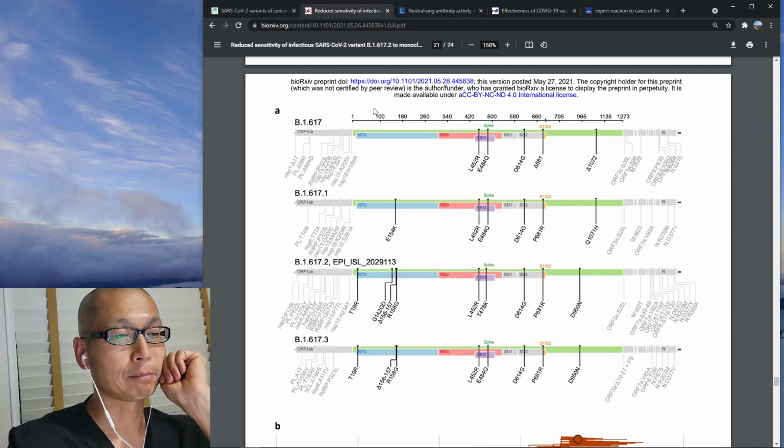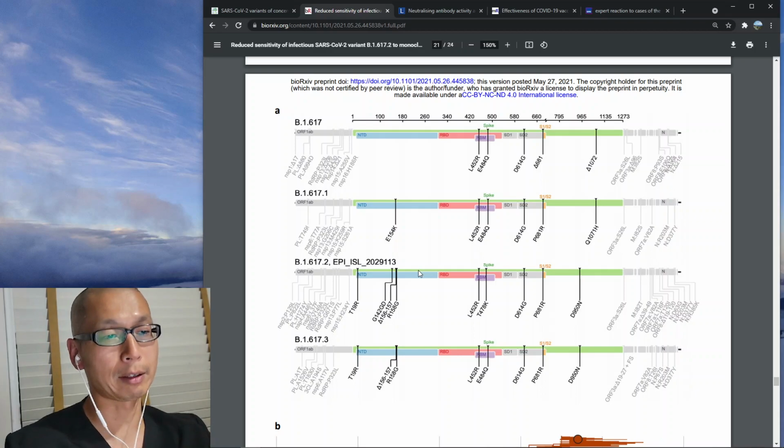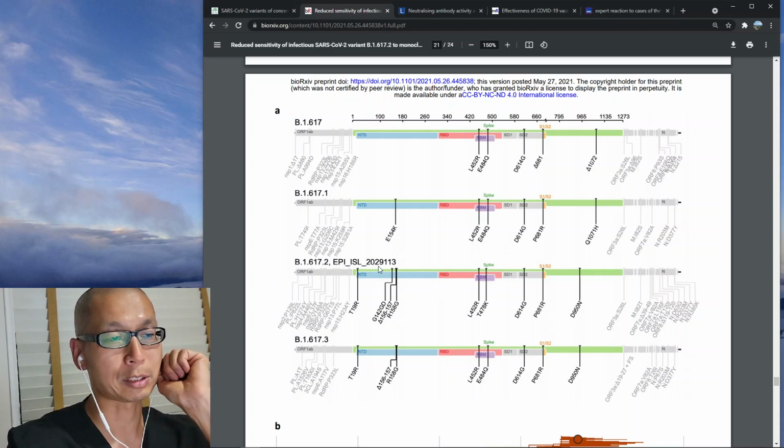This is a paper talking about the reduced sensitivity of this variant, and there's a family of these variants, the B.1.617 family. There's a subtype 1, 2, and 3. And the one we're interested in is the dot 2 subtype. And here are the dominant mutations in this subtype that are important in the spike protein. There are several mutations in the N-terminal domain. This is what's traditionally thought of as the front end of the protein, or the N-terminus. There's an N-terminus and a C-terminus. And at the N-terminal domain, there's a couple of mutations centered in this central area.